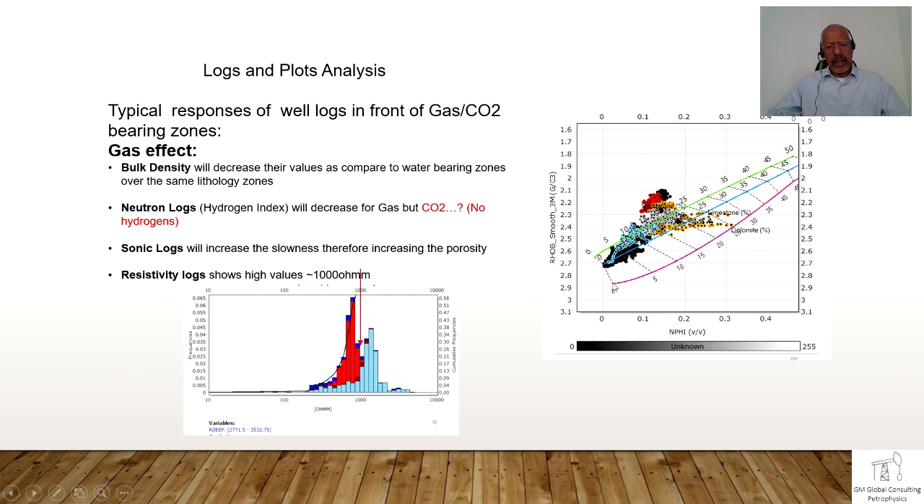But let's see the atypical response of the density neutron on the log plots. It goes from tight, wet limestones all the way up to gas, a typical hydrocarbon gas response, with a kind of smooth increase in the response. There is an increase in the resistivity, as I showed you. The gray zone is a little bit higher than the red zone.